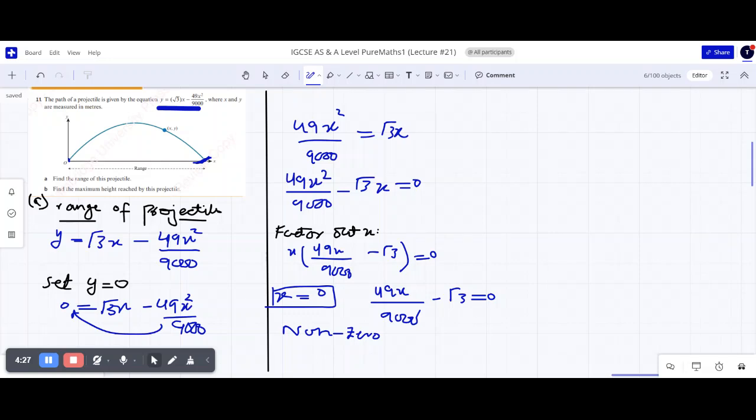As I said before, when the projectile comes back to the ground level, the y value would be 0, but there would be an x value. The range contains the x value, so it means x would not be 0. So we will rearrange these values. 49 x we keep the same, divided by 9,000 also. First shift the root 3 to the other side, and then we shift this denominator to the other side also.